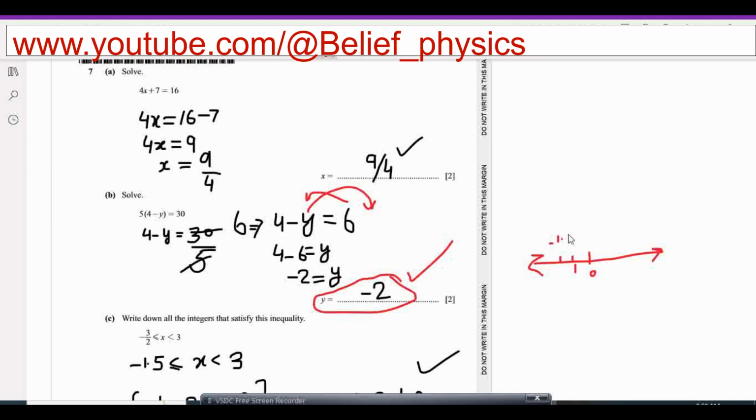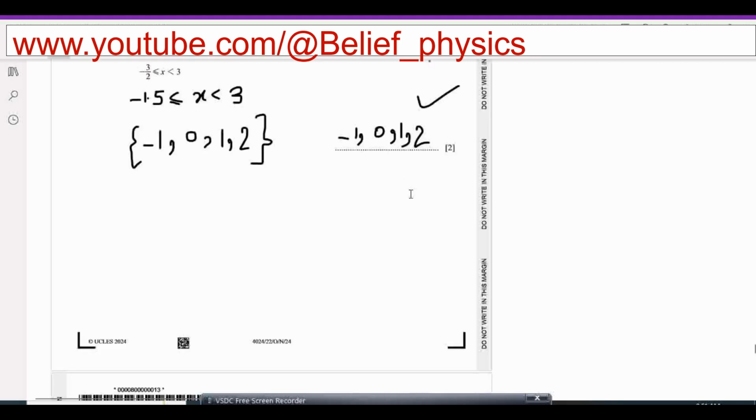So we have to find the integer values in between minus 1.5 and 3. So this is 0, this is 1, this is 2, and this is 3. So this 3 is not included because it's only a less than sign here, but minus 1.5 is included. So the integers between these are minus 1, 0, 1 and 2. So this is the answer of the question. Here the answer is minus 1, 0, 1 and 2.